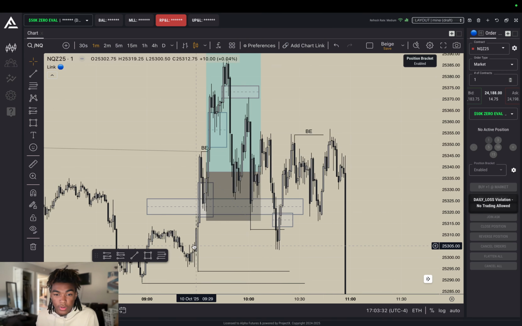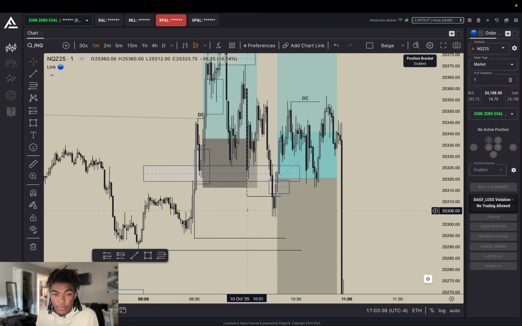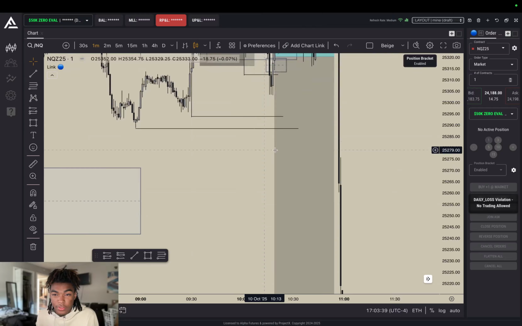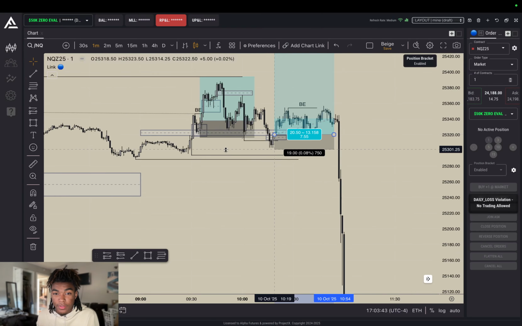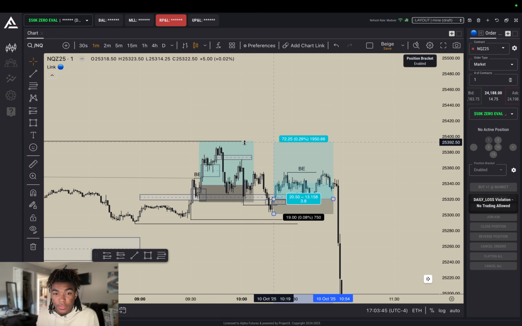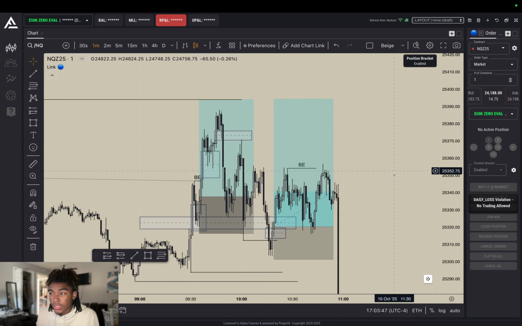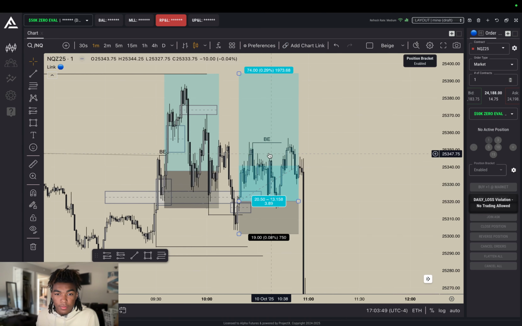And so I was like, okay, we're in that. So I took another long, thinking that we're going to respect this 15-minute gap I have drawn out here. And I am not sure why these keep on moving. Why is my thing 100 points? Okay, there we go. So yeah, and this swing high was going to be my break even point.